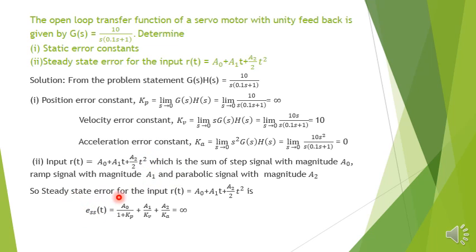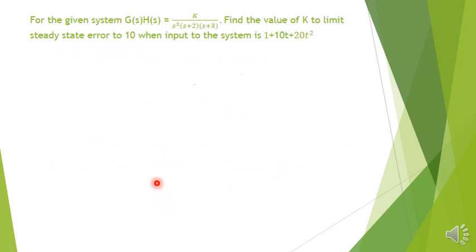So the steady state error for the input is a0 by (1 plus Kp) plus a1 by Kv plus a2 by Ka. By substituting Kp, Kv, Ka with these values, one term is 0, one is some constant, and one is infinity. So the sum of infinity plus anything leads to infinity. Let us see the next problem.